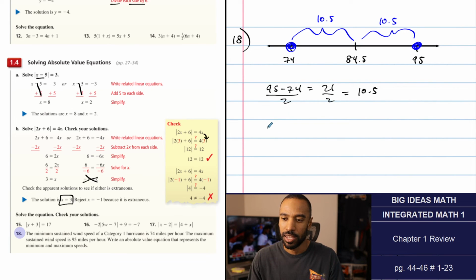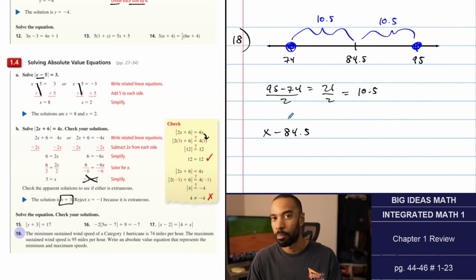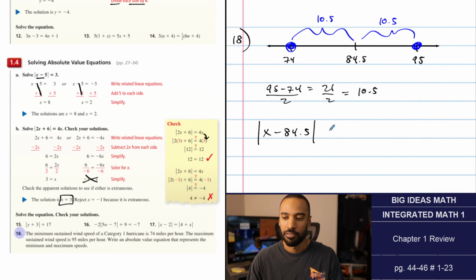So if I say x minus 84.5, that is the difference between x and 84.5. But I want my difference to be 10.5 in either direction, left or right, positive or negative. That's why we say absolute value of x minus 84.5 equals 10.5.